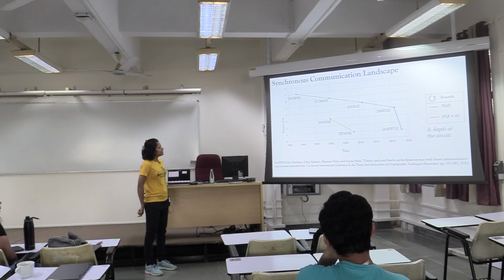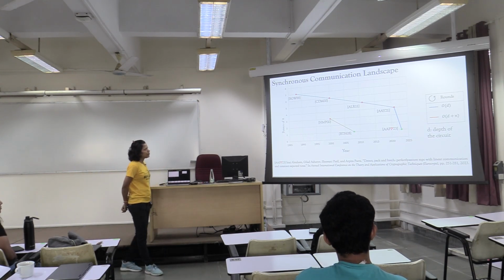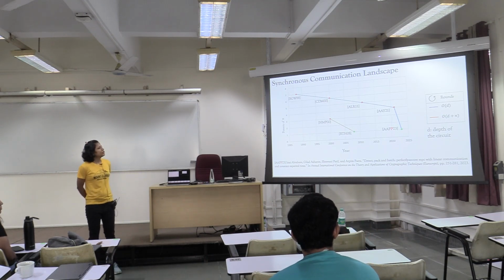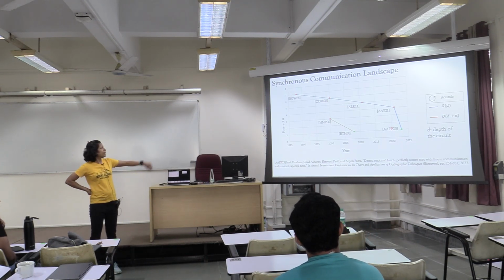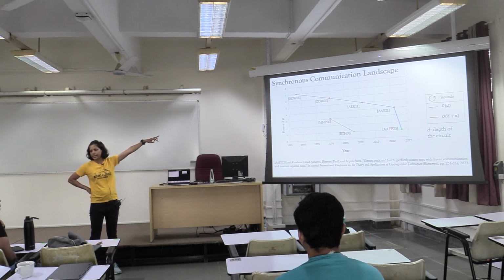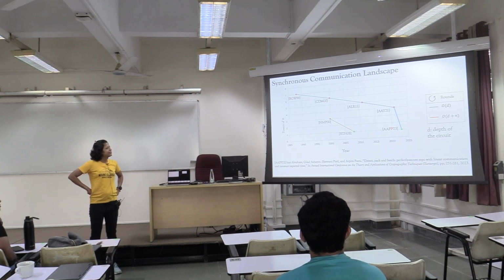There are two lines of work so far. As most of you know, the fast protocol is of course BGW88. That was the fast protocol in the synchronous network with perfect security, and the round complexity of that paper is order of D, where D is the depth of the circuit of any function that you are computing.